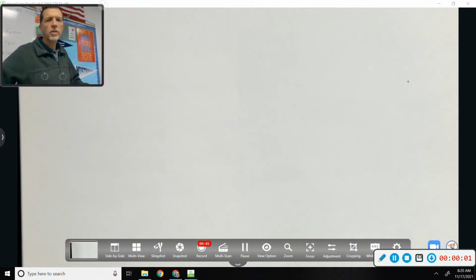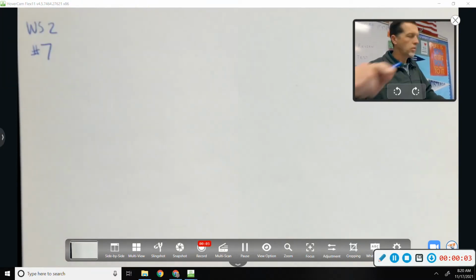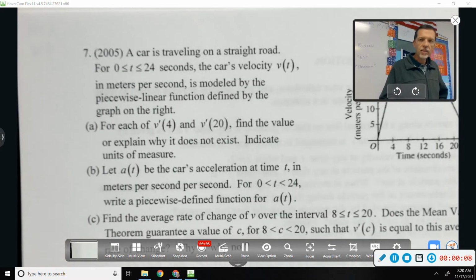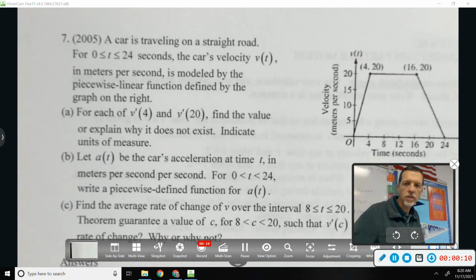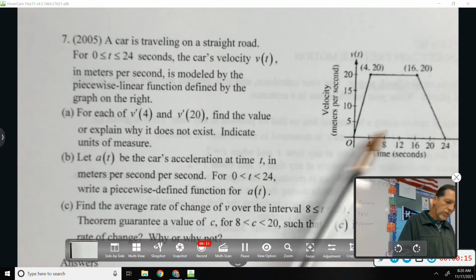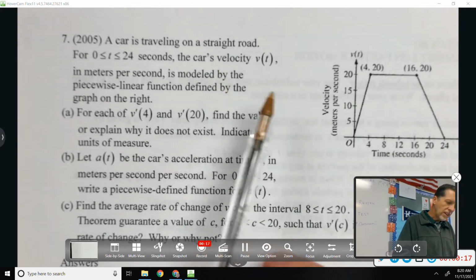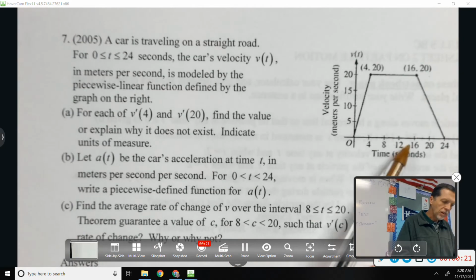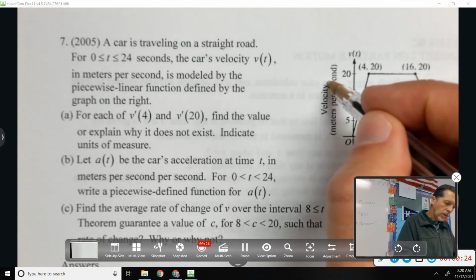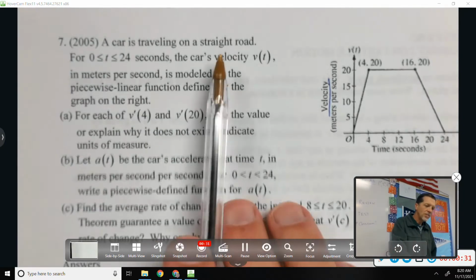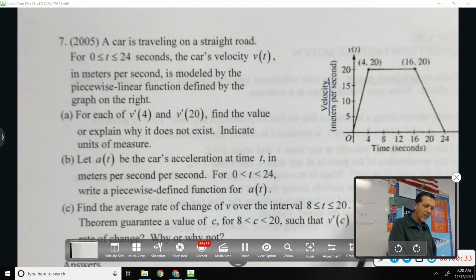So looking at number 7 on worksheet 2, actually you may start on the graph in case I need to draw on the graph or make some notes on the graph. The car is traveling on a straight road, 0 to 24 seconds. The car's velocity is modeled by the piecewise linear function defined by the graph on the right. Okay, so again, take an extra second to remind yourself what you're looking at. Velocity, that's how fast the car is going.